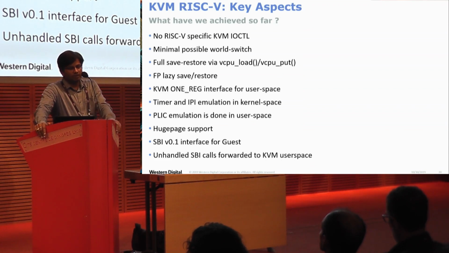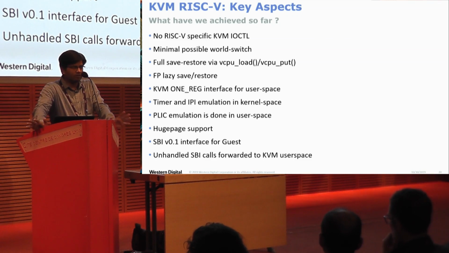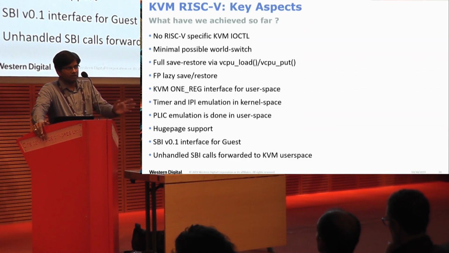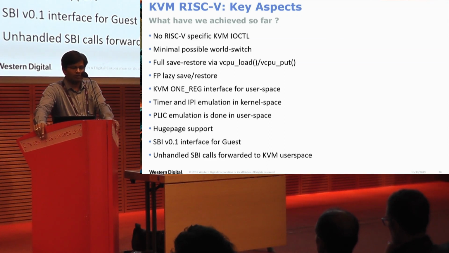So some of the key aspects of the initial KVM RISC-V port are as follows. We have ensured that we really don't introduce any RISC-V specific KVM IOCTL in the ABI. So far, we have tried to ensure that. And the world switch is so far minimal, and we hope that there won't be much change in the world switch in future as well. And most of the save restore is done through the load input interface. And the floating point is also saved in a lazy way because the architecture supports it. So we don't need to save the floating point for a guest VCPU if it's not using it.